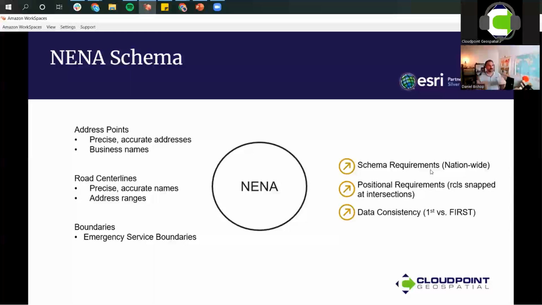The schema requirements, again, are nationwide. Positional requirements are higher. They want road center lines snapped at intersections and also address points placed on top of known buildings. So it's just a higher level, a higher standard level from our CAD software. So if you can kind of take heart from this, if you've updated your local GIS data to work with your CAD software, then moving it from the CAD software to the NENA standard is possible. It's really just the same process, but just a bit more stringent on the requirements.